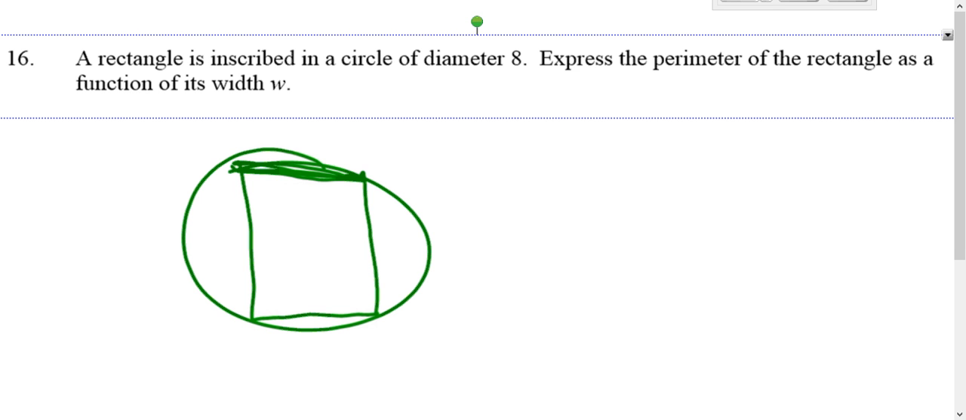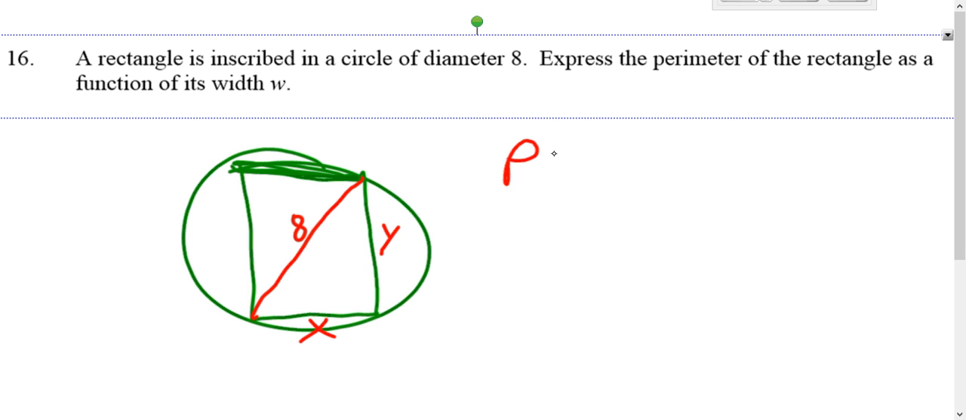The diameter of that circle is 8, which means if we draw the diameter, it goes diagonally across the entire rectangle. It's 8. So we need to express the perimeter of the rectangle as a function of its width. So this side is x, this side is y.